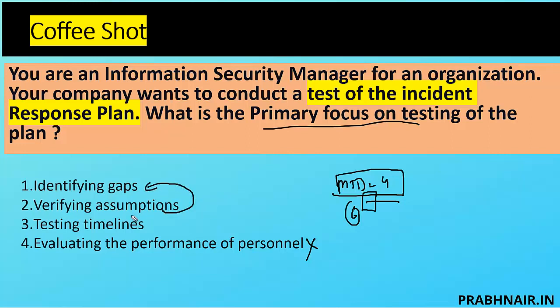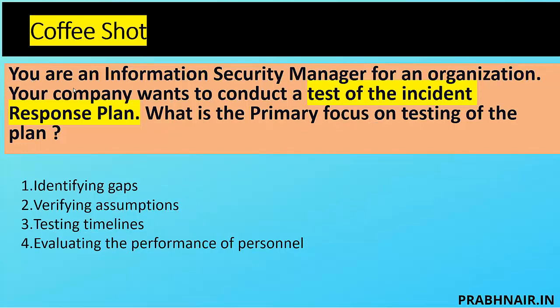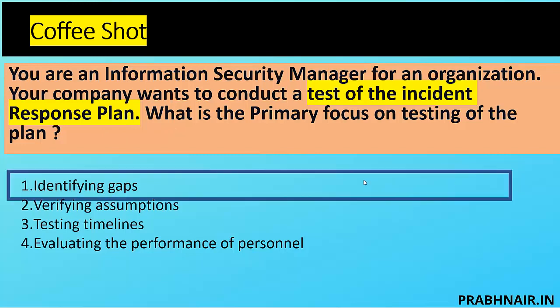Testing the timeline is the input. One of the things we do in the test is timeliness, but that is not the ultimate goal. So that is why the correct option is basically 1, identifying the gap. So let's move to the next question.